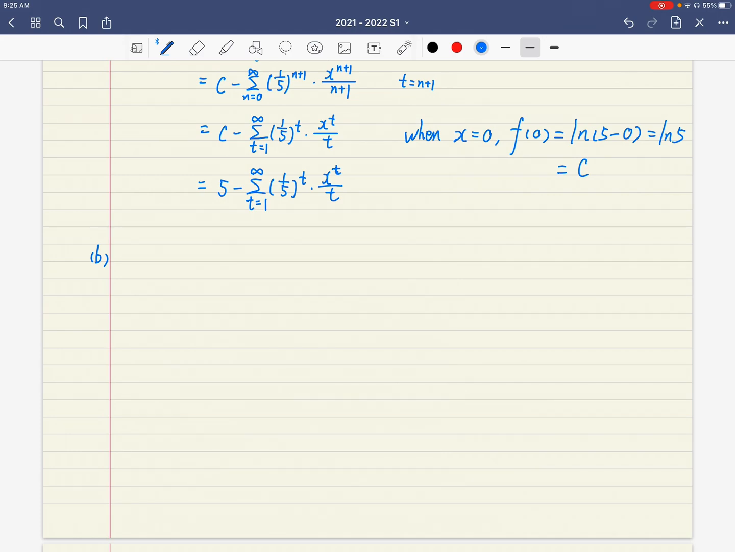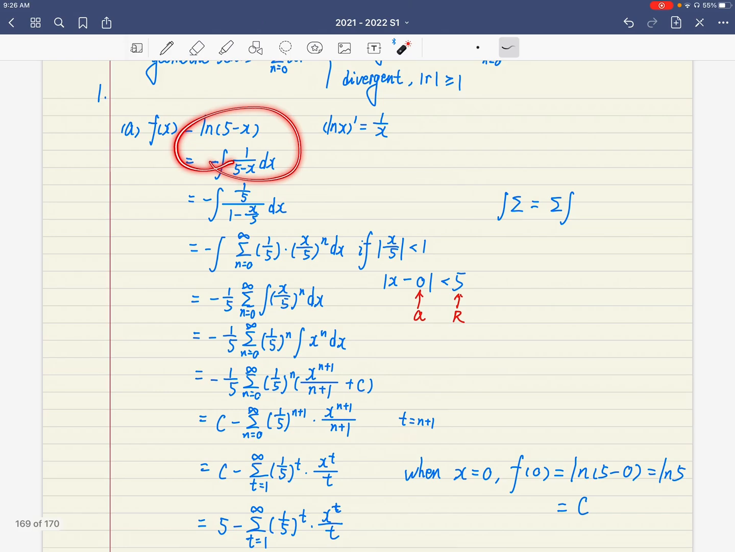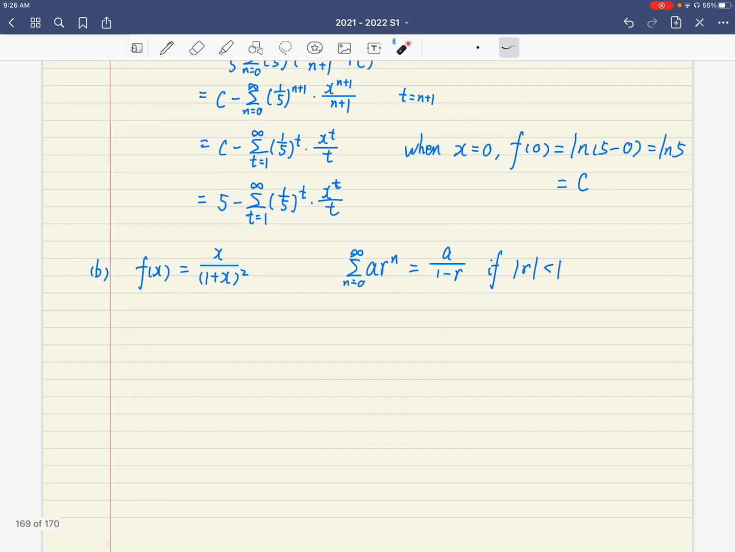It is x over 1 plus x squared. Okay, again, let's write down the geometric series. It's the sum from 0 to infinity of a times r to the power of n is equal to a over 1 minus r if the absolute value of r is smaller than 1. Again, here, it doesn't look like a over 1 minus r at all. All right, so just now we used integration, so now maybe we can try differentiation.